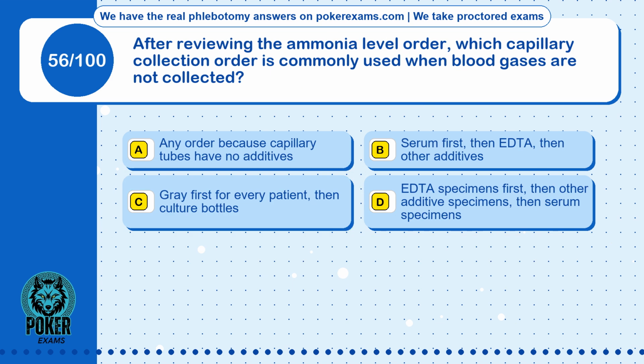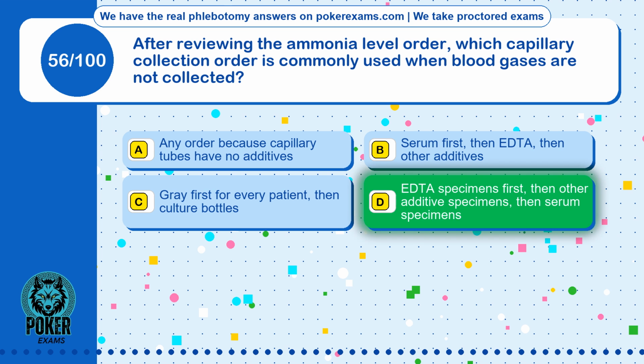Question 56. After reviewing the ammonia level order, which capillary collection order is commonly used when blood gases are not collected? Option A. Any order because capillary tubes have no additives. Option B. Serum first, then EDTA, then other additives. Option C. Gray first for every patient, then culture bottles. Option D. EDTA specimens first, then other additive specimens, then serum specimens.